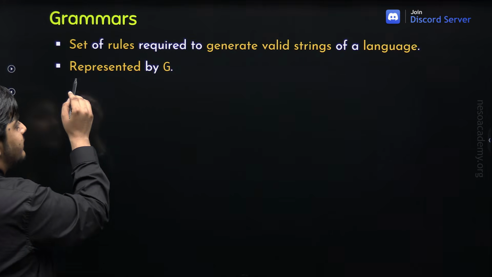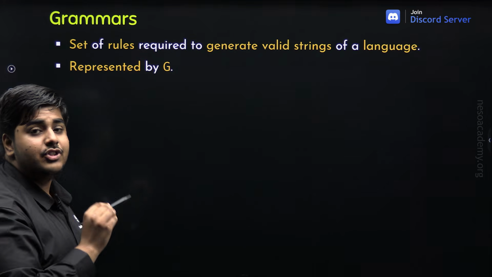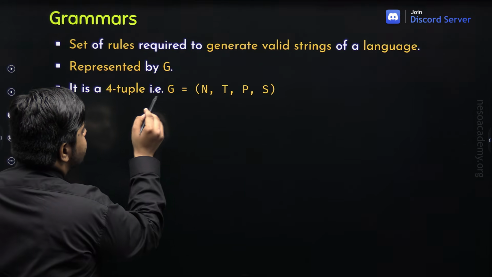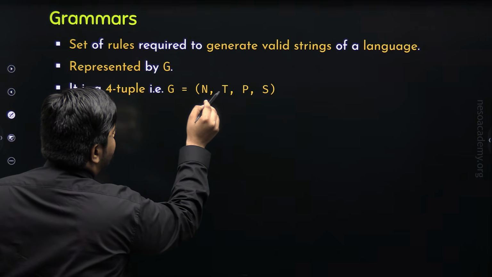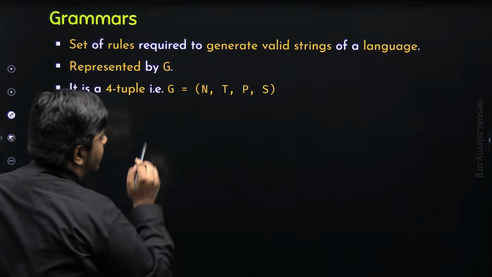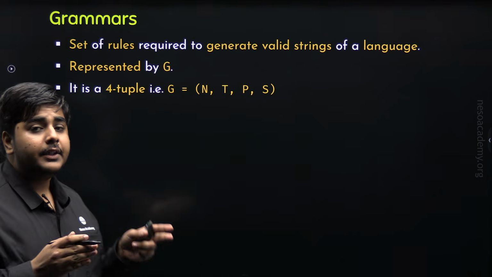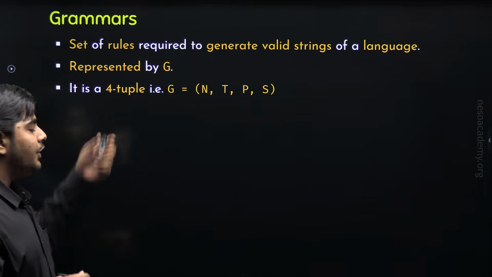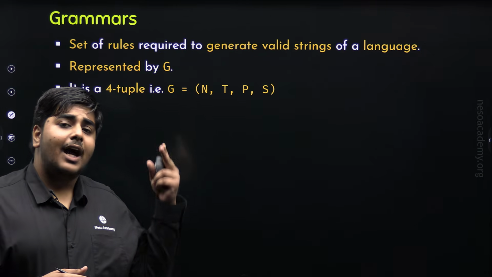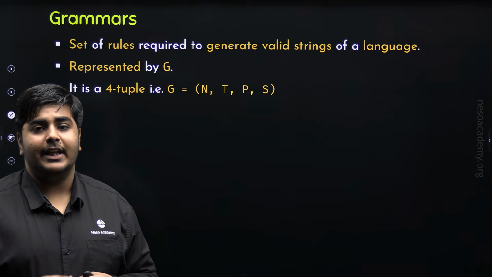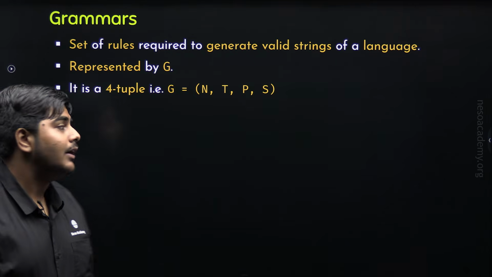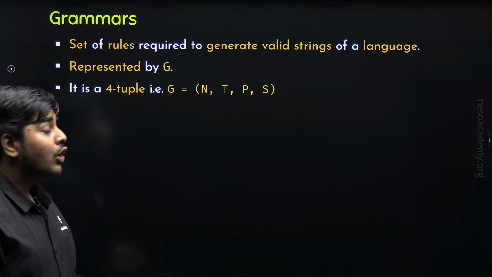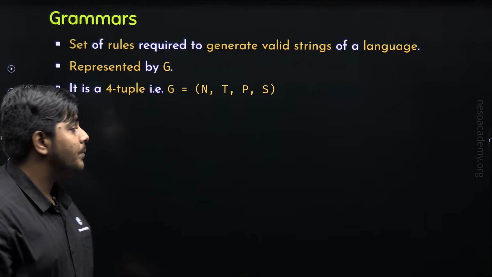Grammar in ToC is represented by the uppercase letter G. Grammar is a 4-tuple, that is, G equals N, T, P, and S. Now, what is a tuple? Tuple means an ordered collection of elements. And what is a 4-tuple? It means that our grammar is an ordered collection of 4 elements. And these 4 elements are N, T, P, and S. Now let's see what these 4 elements are.